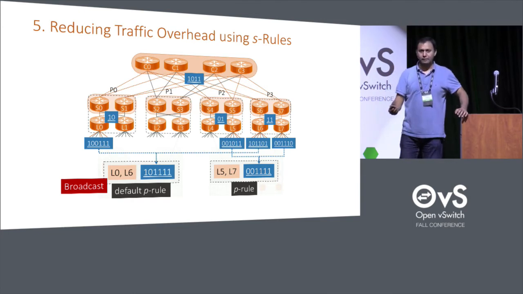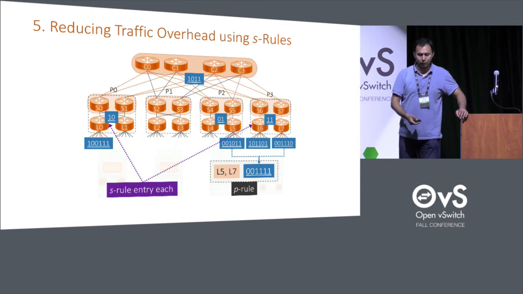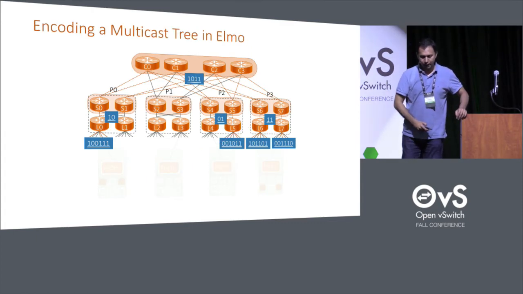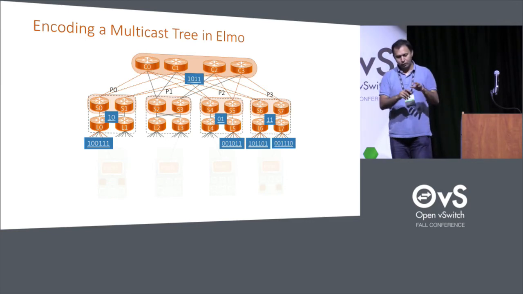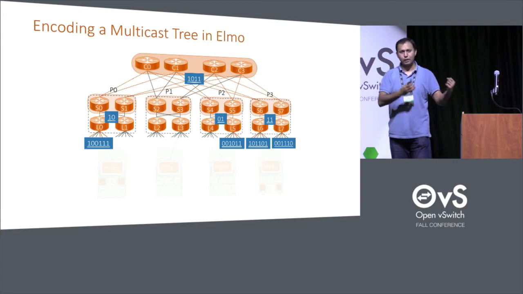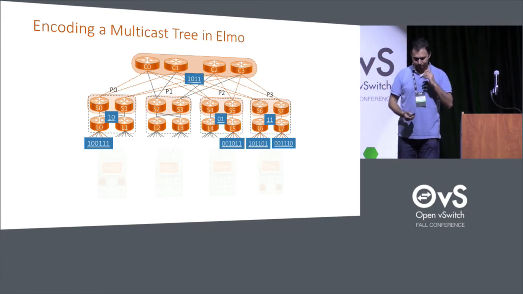So these were the 5 key design decisions that we used, and collectively they allow us to, just to point out, we install an S-rule entry at this point. And then these are the techniques that we use to collectively come up with a multicast encoding, utilizing packet headers, as well as some state in the switches.